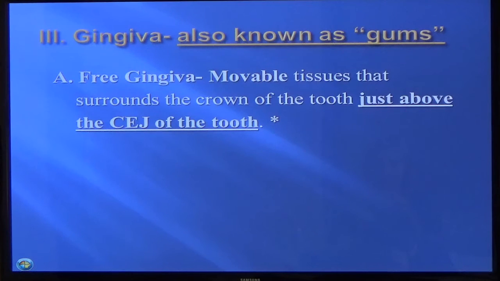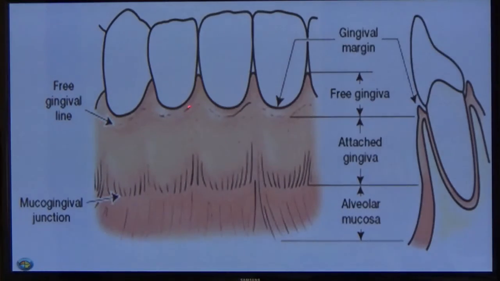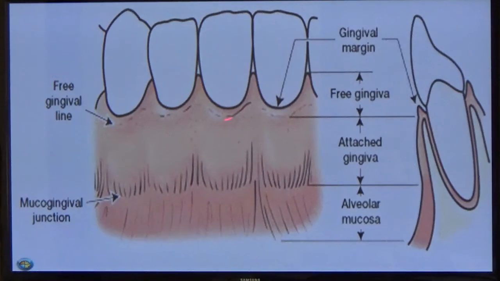So just above the CEJ of the tooth. Above, meaning below if it's a lower tooth. Okay, so here would be the CEJ. And the free gingiva is this area right here, this tissue. That's the area that we probe when we poke around the 6 areas of the tooth. We put a perioprobe in there and probe a 2 or a 3 or a 1, whatever it is. So that's the free gingiva, because it's not attached to the tooth, it's free moving.